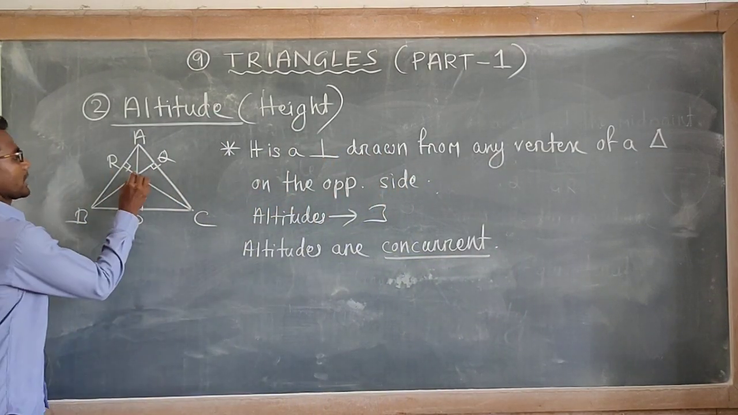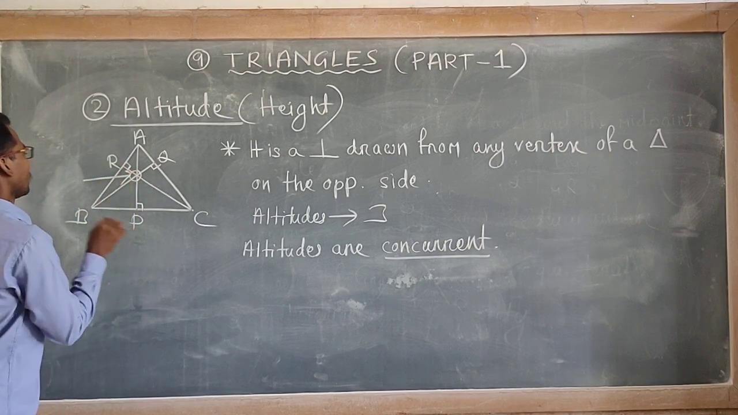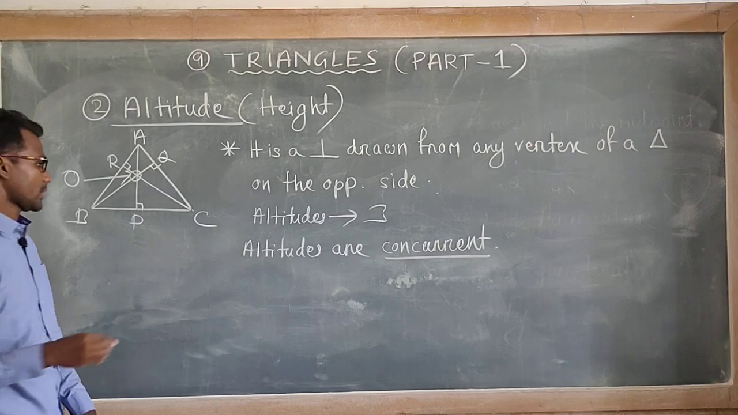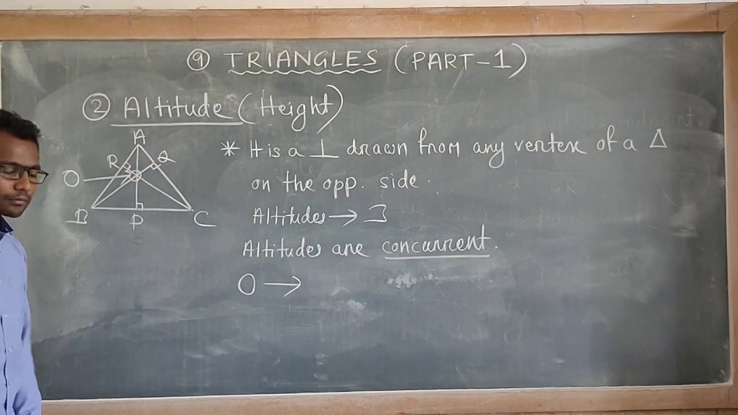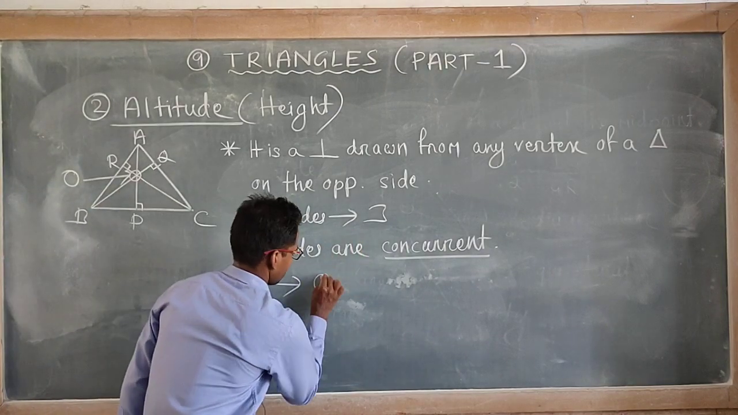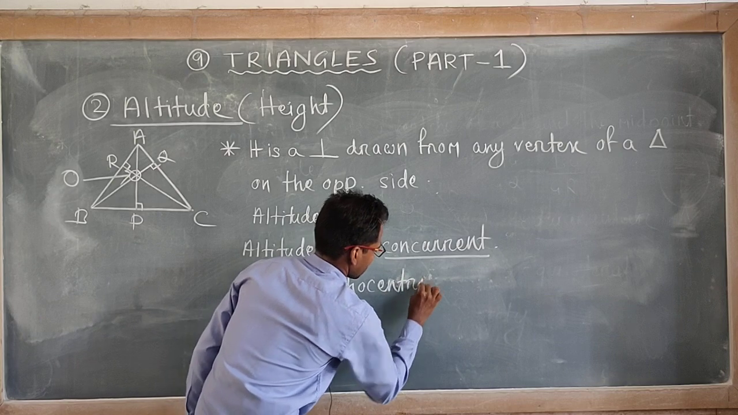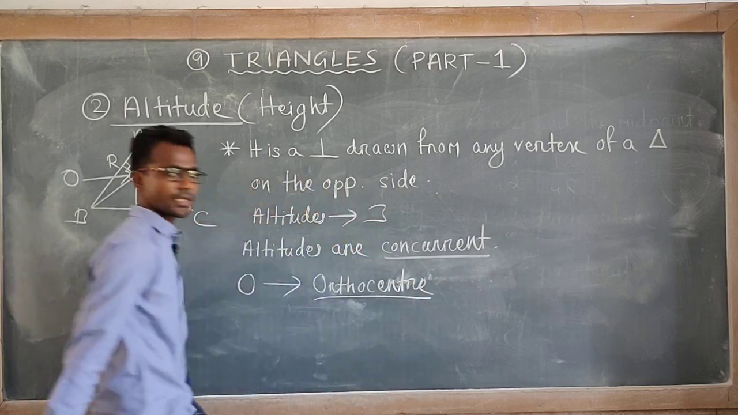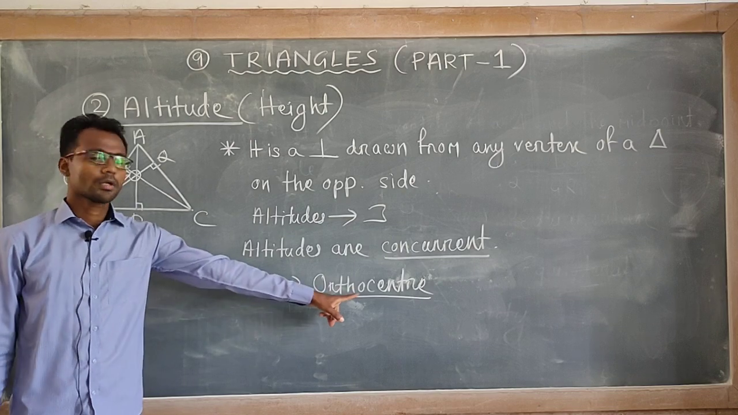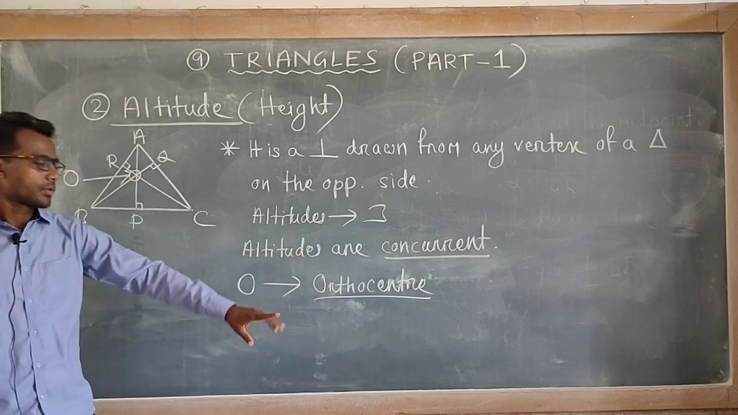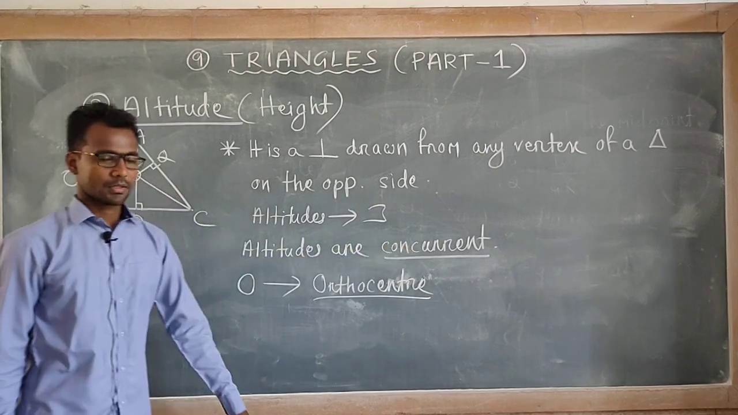And we give a special name to this point, O. O means here orthocentre. Remember this, the point of intersection of altitudes of a triangle is called orthocentre, named using the capital letter O. And altitudes are concurrent.